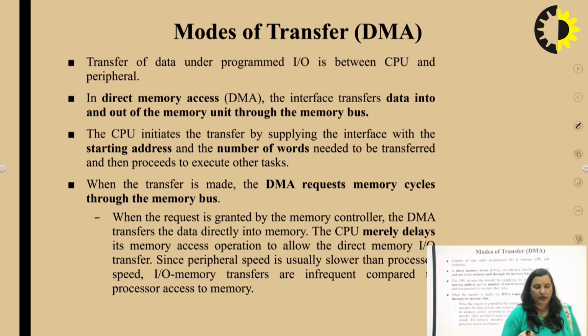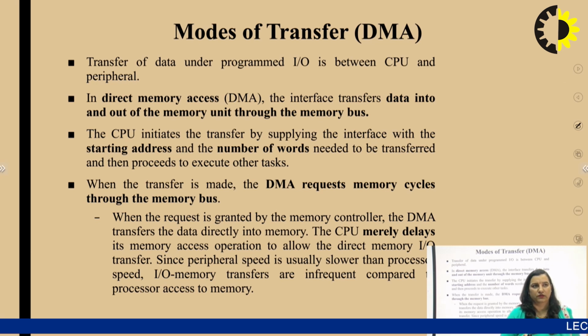So it takes the authority of the bus from the CPU, and the CPU starts doing another work, and the DMA takes the control of the whole buses to transfer the data, to transfer a large volume of data. So the transfer of data under programmed input output is between CPU and peripheral with the intervention of the CPU processor.